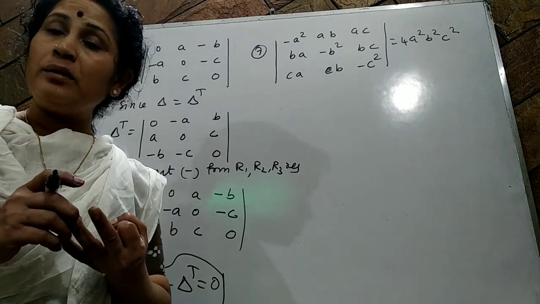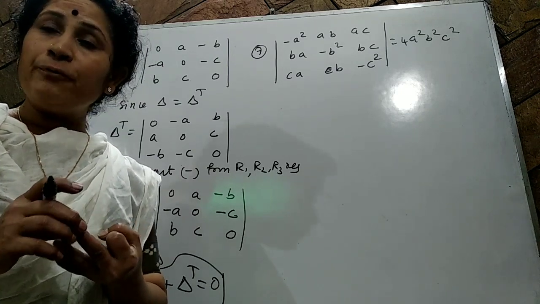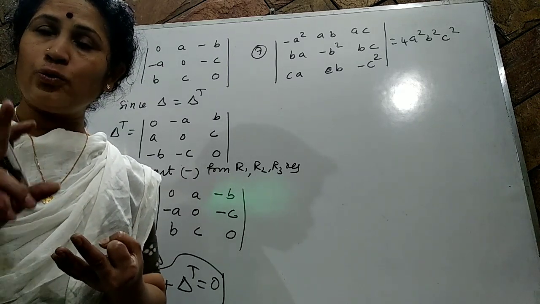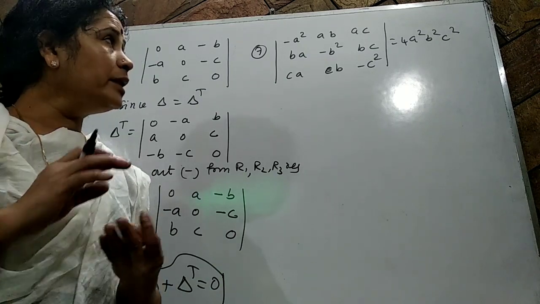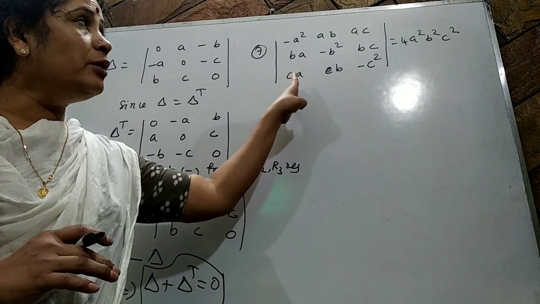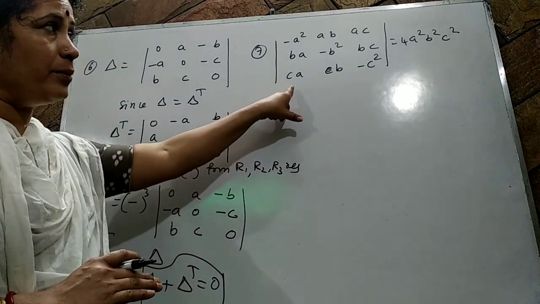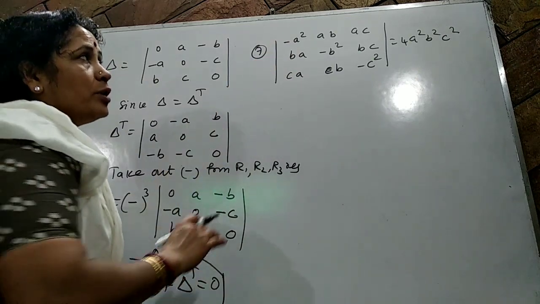Number 2, bring at least 2 zeros inside the determinant. Number 3, before opening the determinant, it should be in simplified form. Then number 4, what I told, use minimum 2 properties in one 4-mark question. Now keep all these 4 points. I'm proving this one, LHS equal to RHS.